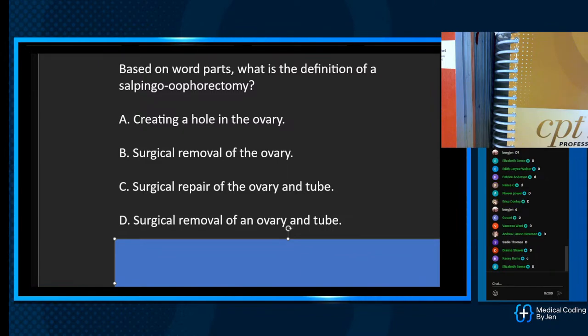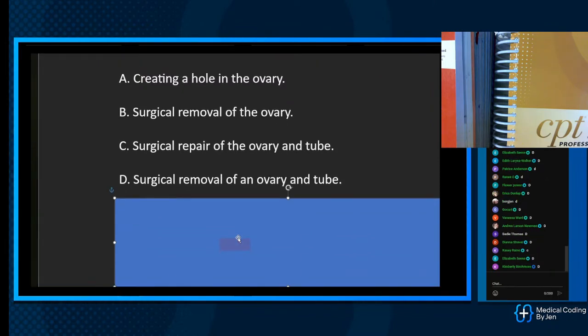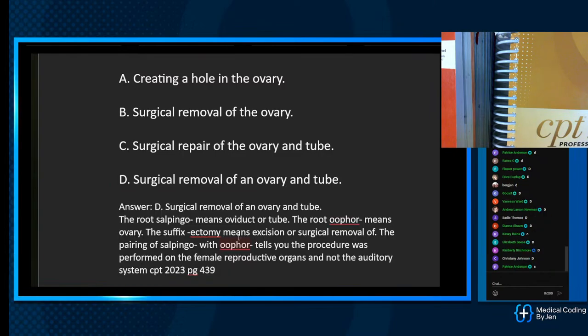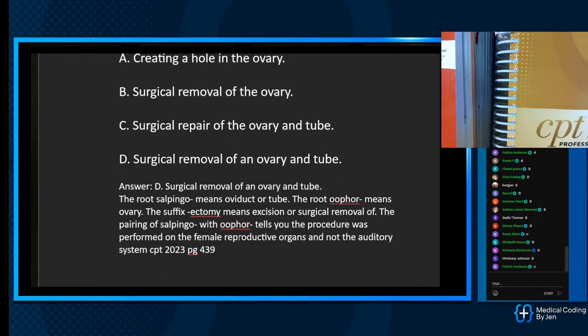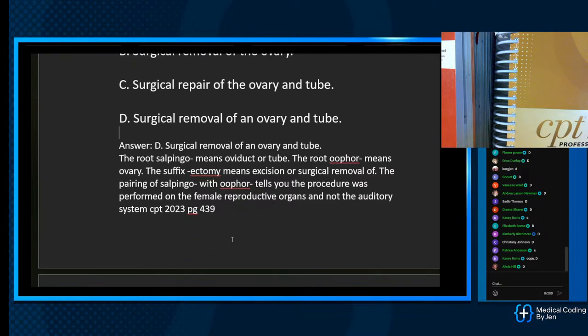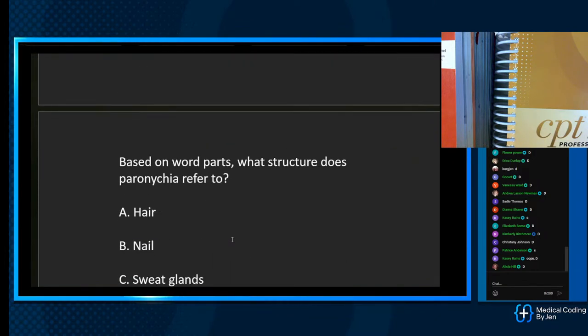Everybody's throwing D and N on this one. Yep. We've got page 439 of the CPT book. A lot of times they draw pictures for definitions, so don't neglect to look at the pictures too. That can help you out here.